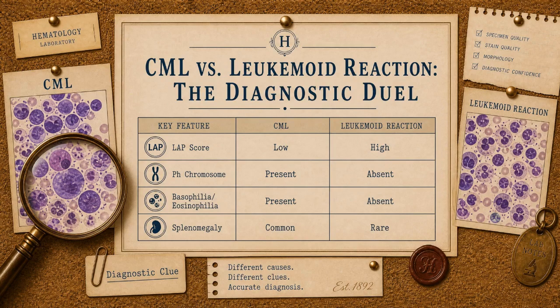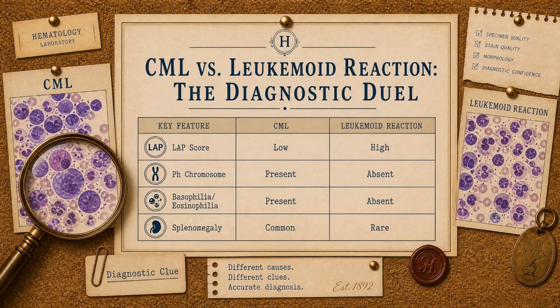While both have a left shift, CML often shows a more complete spectrum of immature granulocytes, including myelocytes and metamyelocytes, in higher proportions. Leukemoid reactions tend to have a more orderly maturation, with fewer very immature forms. The presence of basophilia and eosinophilia is a huge red flag for CML. These are typically absent or minimal in a reactive process. Then there's the platelet count. In CML, you'll often see thrombocytosis, sometimes with abnormal platelet morphology. In a leukemoid reaction, platelets are usually normal or only slightly increased.